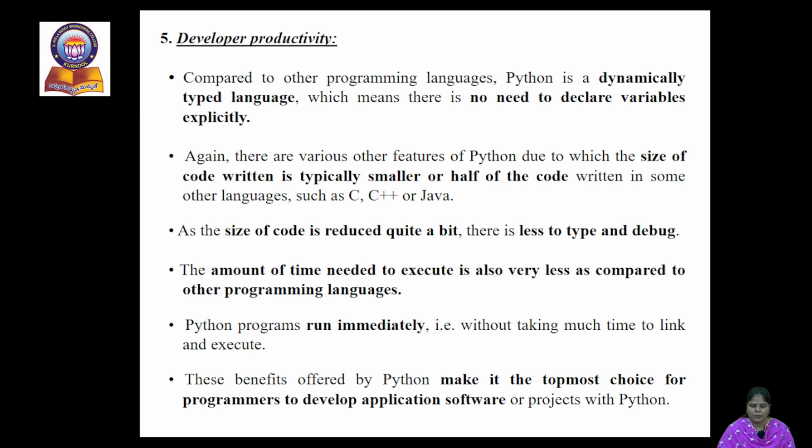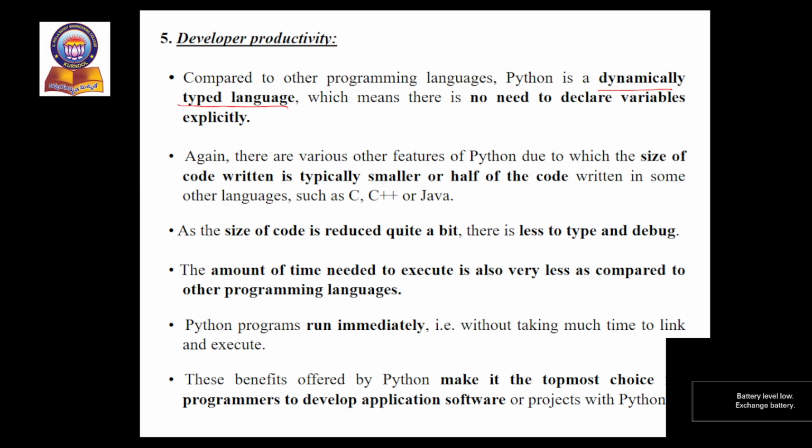Coming to developer productivity. Python is a dynamically typed language. That means there is no need to concentrate on the data type. Whatever variables you declare and whatever values you assign to them, the data type will be allocated accordingly. If I write n equal to 10, it is automatically treated as an integer data type. If I write 10.5, it will be considered a float data type variable. So it is dynamically typed, which is one of the productivity benefits for a developer.